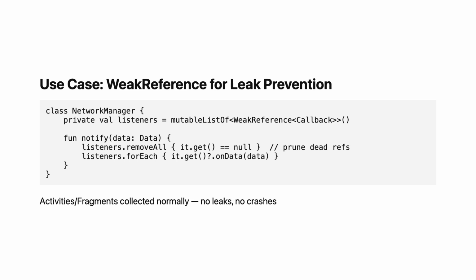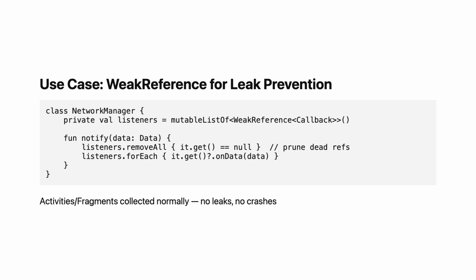This pattern lets the activities and fragments be collected normally by the GC. The manager gracefully handles their disappearance. No leaks, no crashes, just a null check. You see this pattern in many Android libraries. Event buses, observable implementations, and callback registries often use weak references internally to avoid creating accidental strong reference chains to short-lived components. Here's a piece of Android history that is still relevant today.